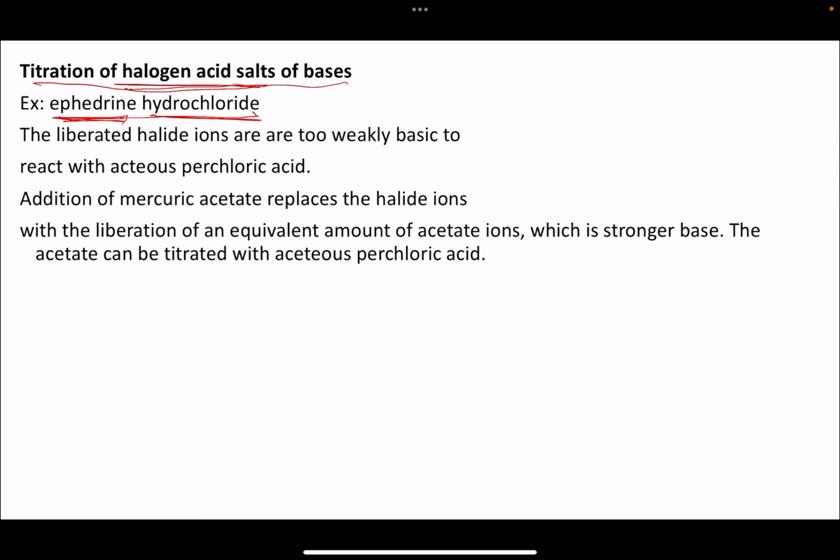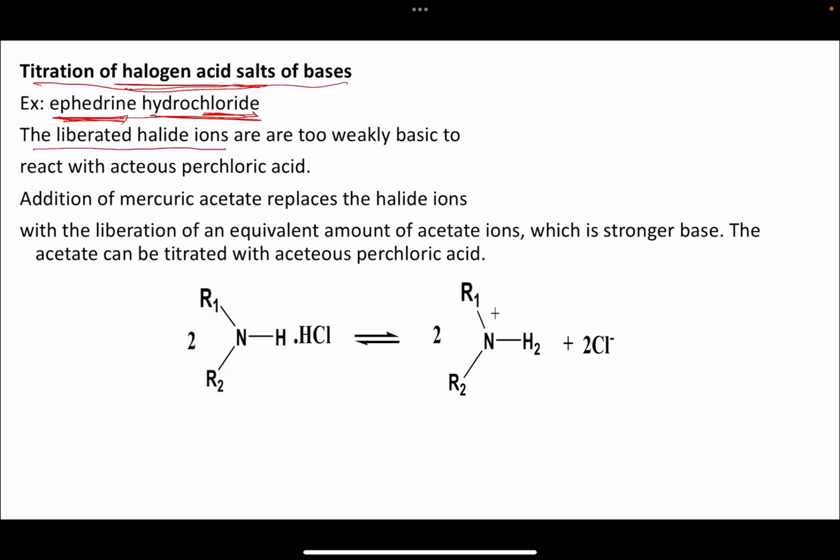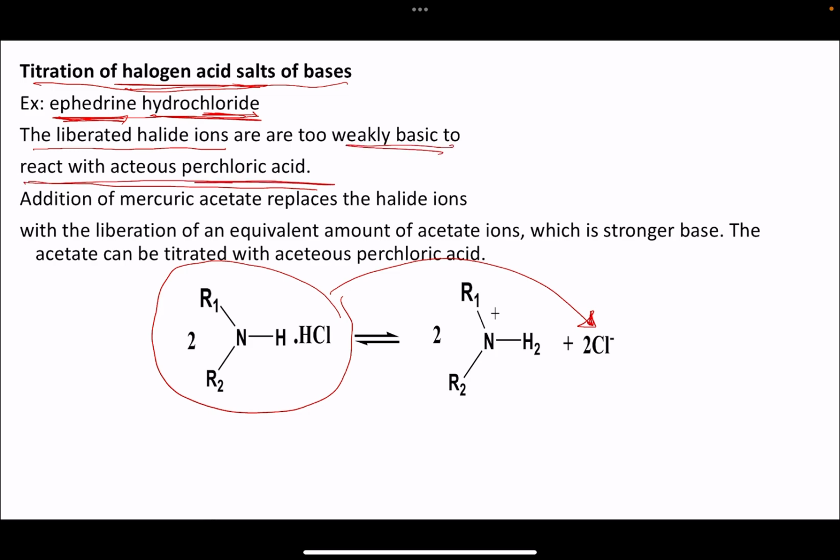When dissolved, the liberated halide ions, that's the chloride ions, are too weakly basic to react with acetous perchloric acid. So this halogen acid salt releases free chloride ions. These chloride ions are too weakly basic to react with perchloric acid dissolved in acetic acid. How to perform the titration in this case?